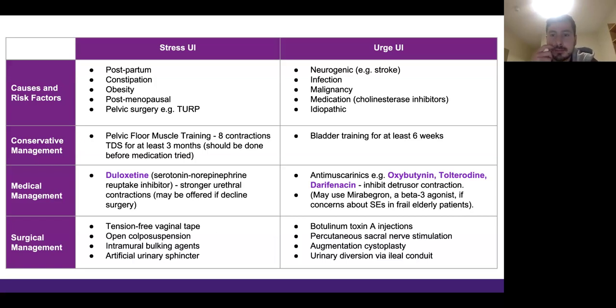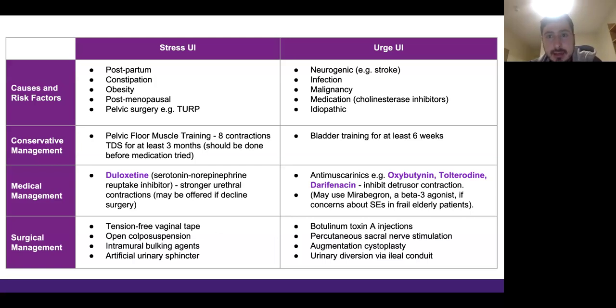In urge incontinence, it's not pelvic floor muscle training which is tried, but instead bladder training, and this is for at least 6 weeks. And because bladder training is often not the most useful or most successful, antimuscarinic, so anticholinergic drugs are often moved on to quite quickly, and this can include oxybutynin most commonly. So what do the anticholinergics do? They inhibit the contraction of the detrusor muscle in the bladder, and as a result, get to the root of the problem causing the urge incontinence.